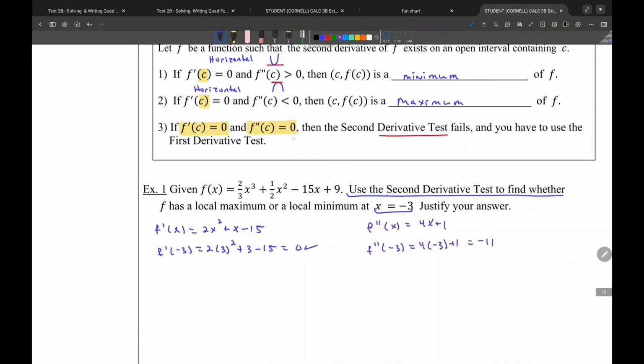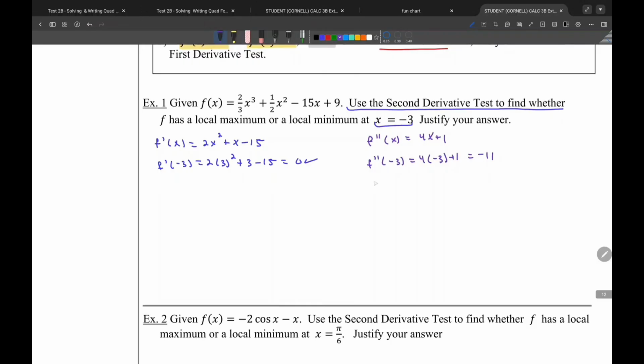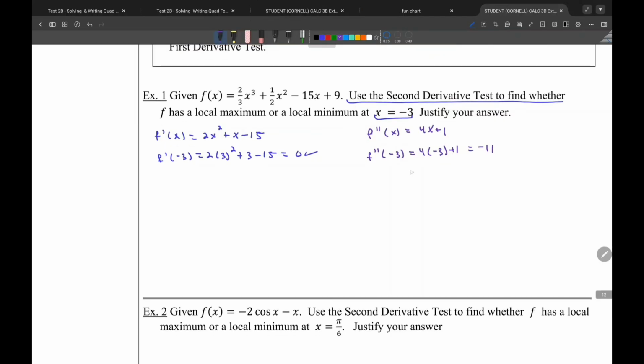So think back to our tests up here. Since the second derivative is negative and the first derivative is 0 at this coordinate point, x equals -3 must be a local maximum. So let's write out some justification. By the second derivative test, x equals -3 must be a local max. And that's your justification.